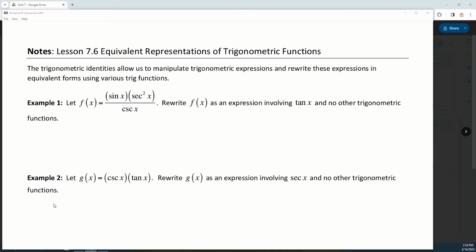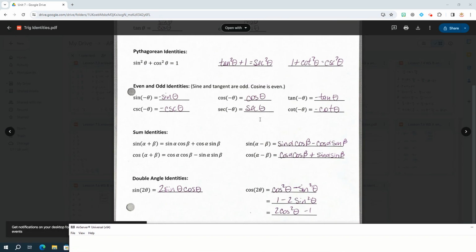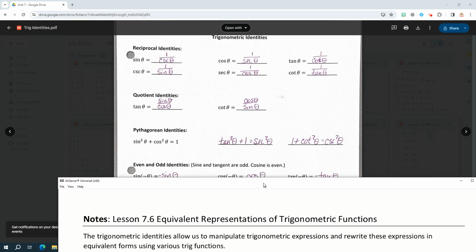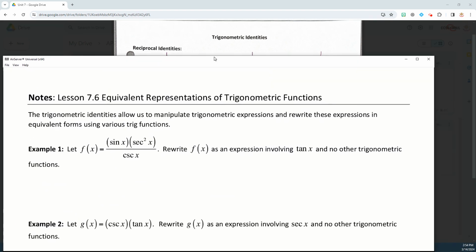So in this lesson, we're going to start writing equivalent representations of trigonometric functions. To do that, we're going to use the identities that we derived a few days ago. So here they all are. In this first lesson, we're really going to focus on these top ones: the reciprocal, the quotient, and the Pythagorean identities.